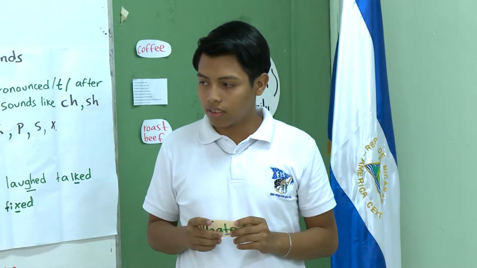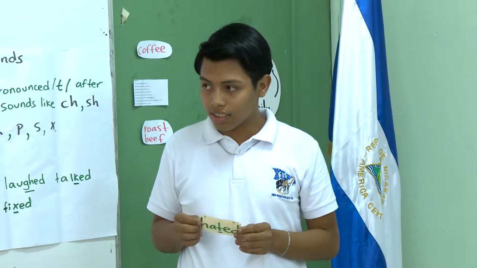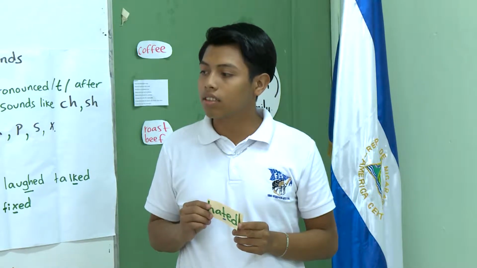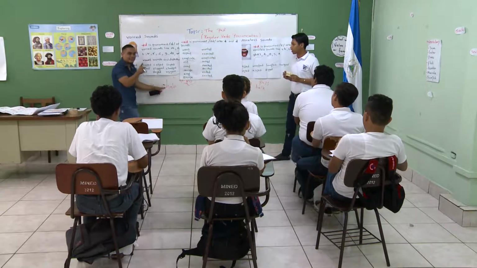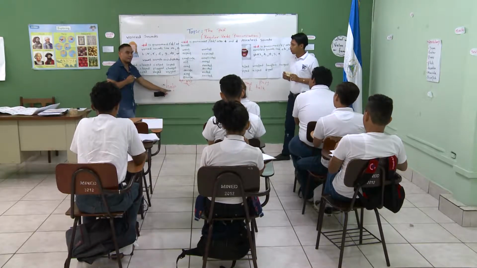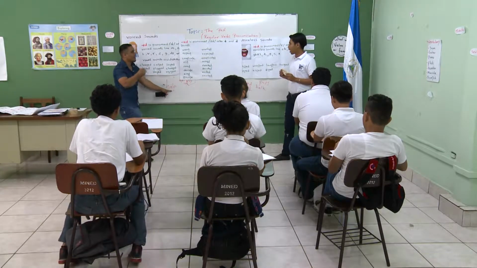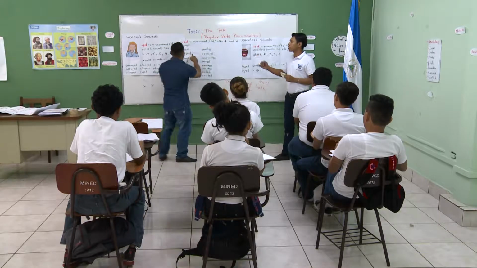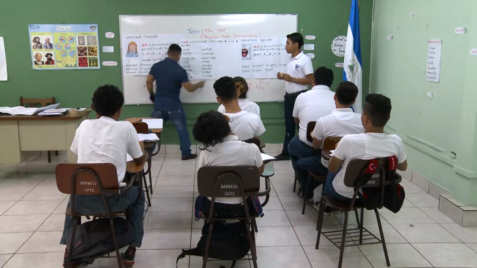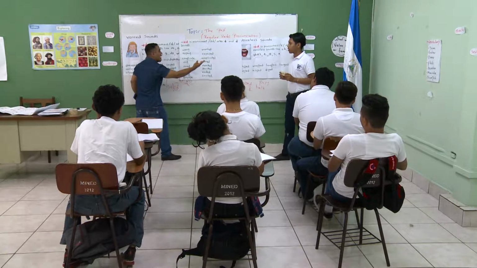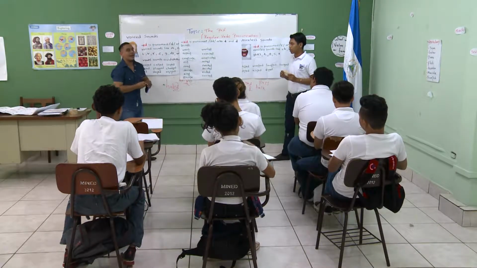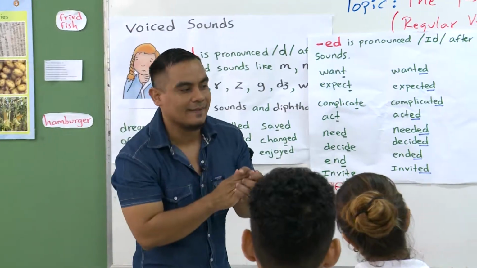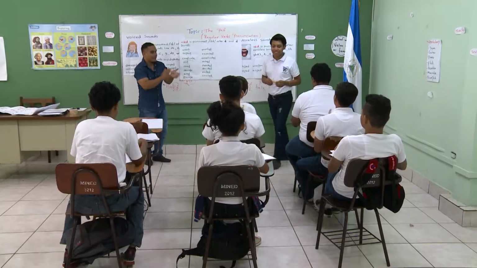Hate. Sorry? Hate. Okay, let me show you the following. In the base form, we say hate. The final sound is T. So, in the past, how do we say? The past is hated. Okay, hated. Everybody say hated. Okay, good. Next.